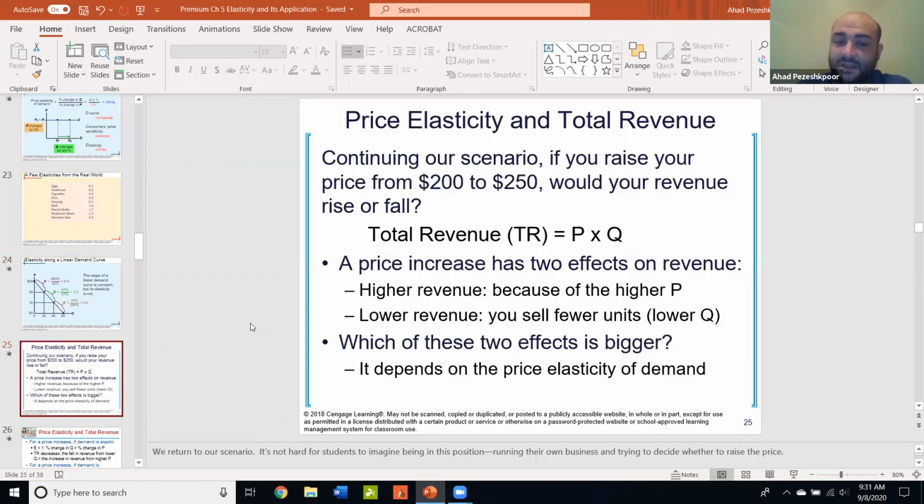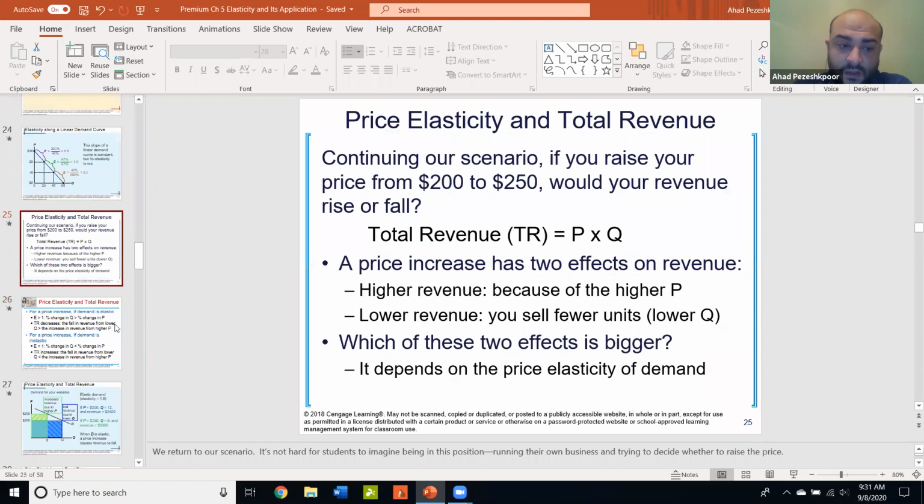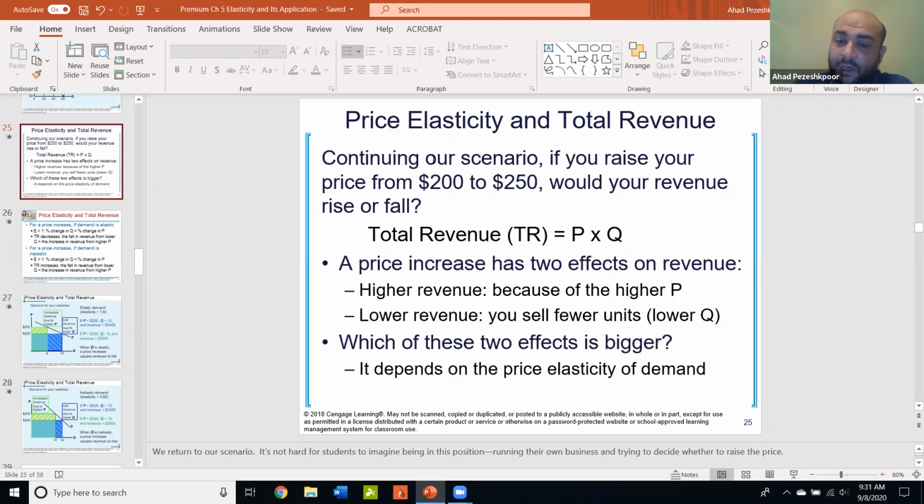Now, price elasticity of total revenues. Continuing our scenario, if you raise your prices from 200 to 250, would your revenue rise or fall? This is a different type, a more business-oriented definition of elasticity. We want to find elasticity's effect on your total revenue. Why? Because we care about revenue. If you're a business owner, you want to make money, you want to make a profit, so you care about this.